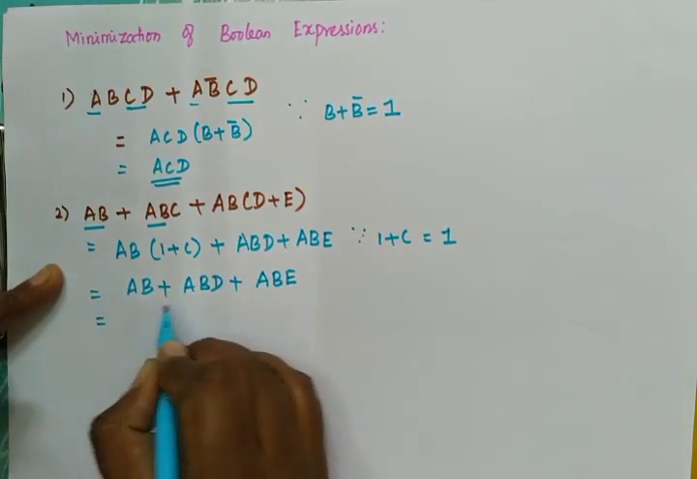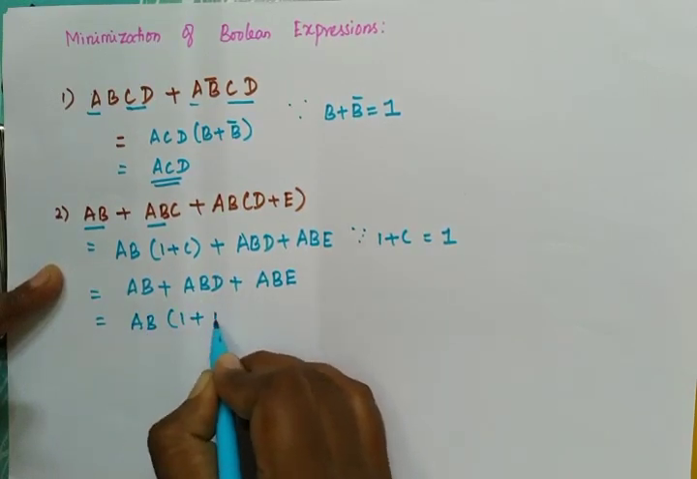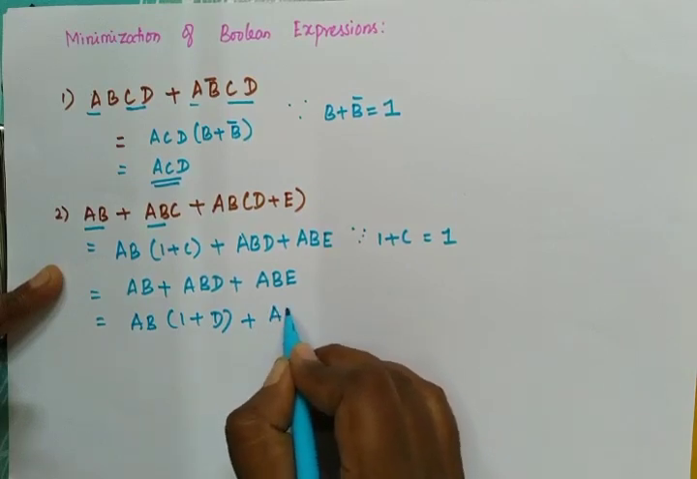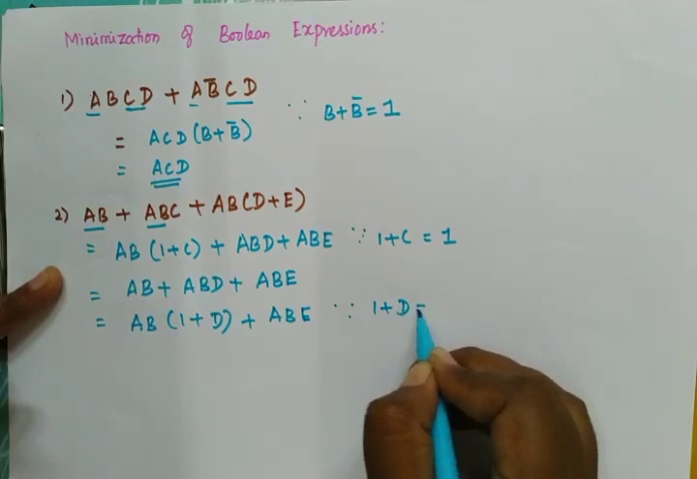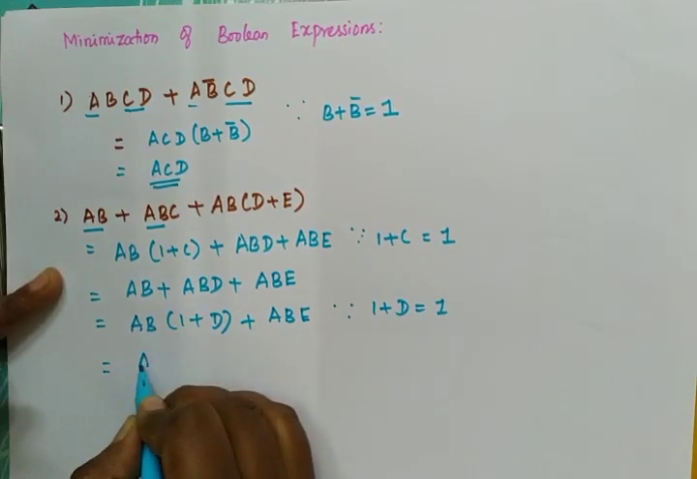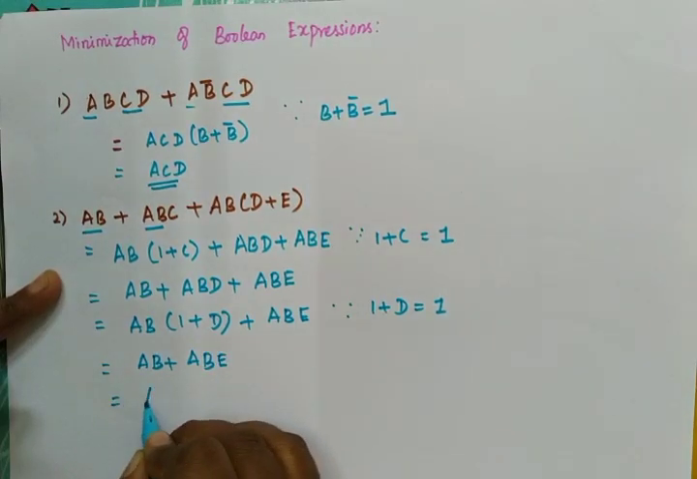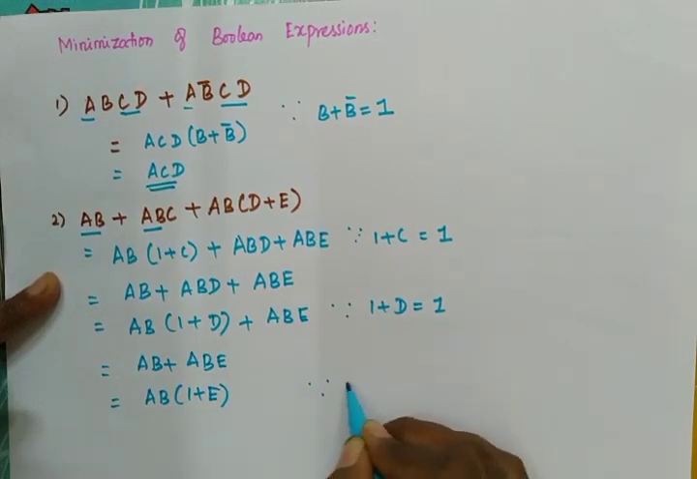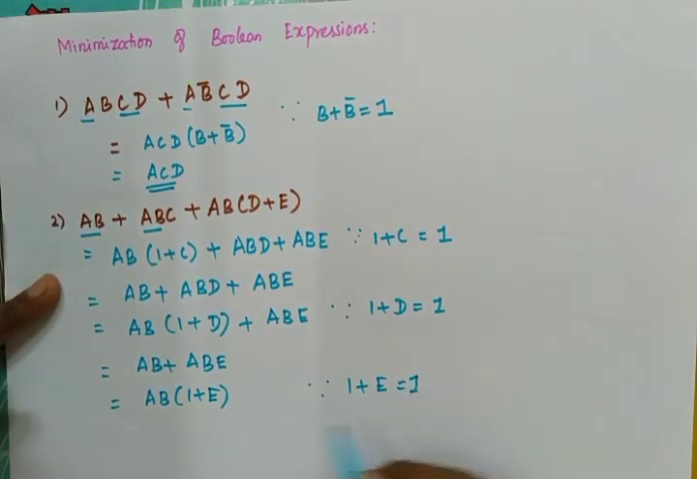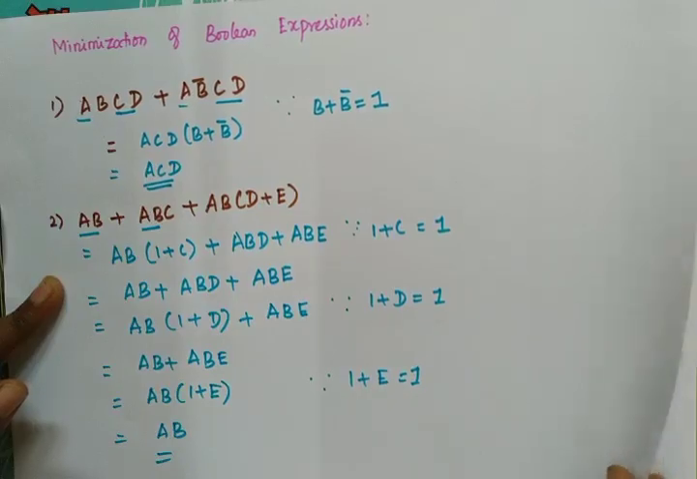Now, let us take this AB as common. So, we can write this as AB into 1 plus D plus ABE. Now, as per Boolean rules, we know that 1 plus D will become equal to 1. Therefore, we can write this as AB plus ABE. Now, again take this E as common. So, we can write 1 plus E. Since we know that 1 plus E will become equal to 1. Therefore, the minimized expression is AB. So, like this, we have to minimize the Boolean expression.